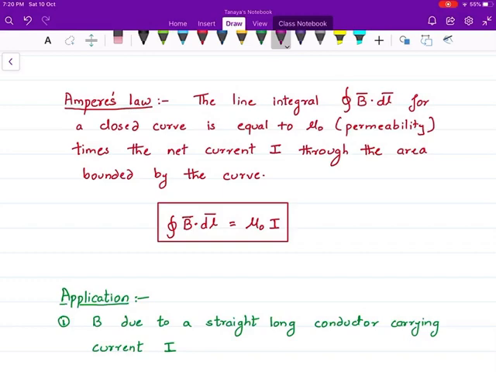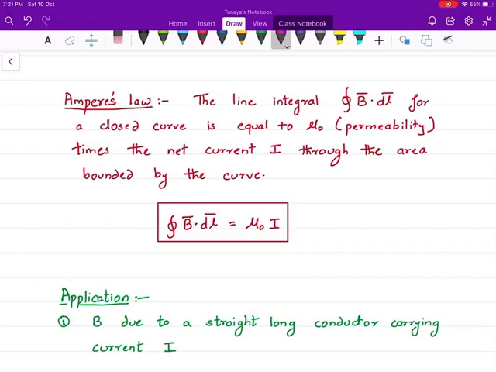You can see that B bar, that is the magnetic field intensity, is a vector quantity. dl, that is the length, is also a vector quantity, and we are taking a dot product of these to get a scalar quantity, that is current. Current is a scalar quantity. So we get B bar dot dl bar is equal to mu naught into I, where mu naught is the permeability.